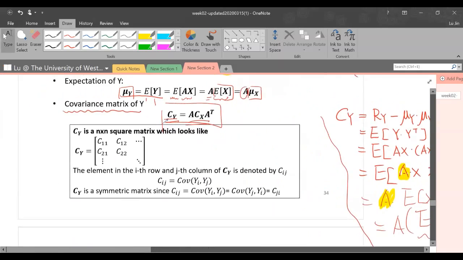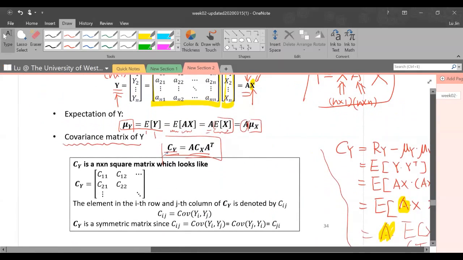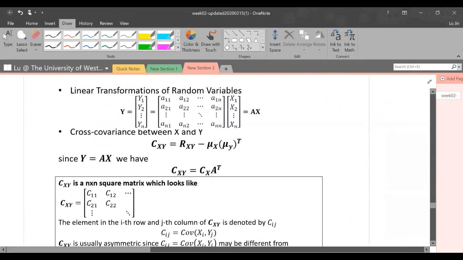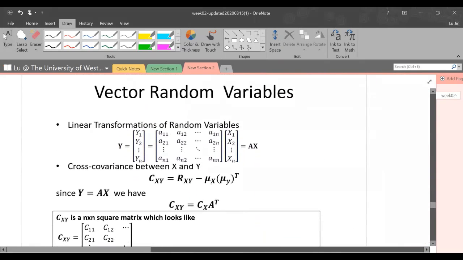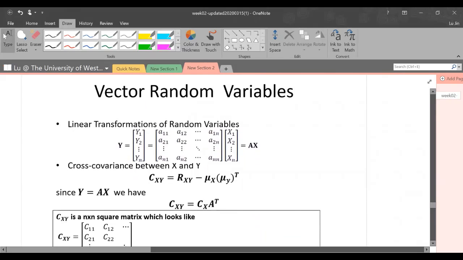Okay. This is the formula: how to determine the covariance matrix of Y based on the transformation matrix and the covariance matrix of X. Okay, next one. On top, we just write the conditions again. So Y equals AX. This is the repeated component, but the next part will be new.